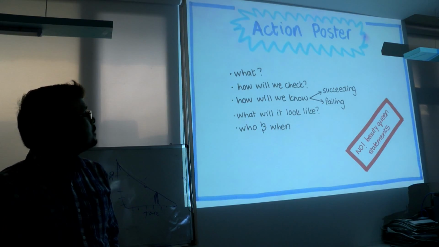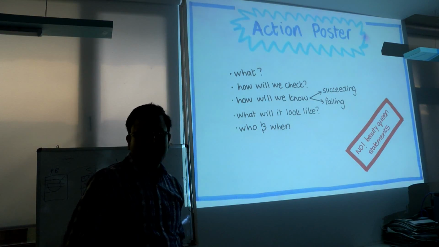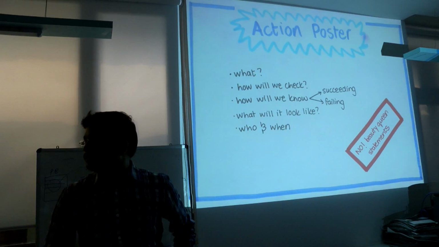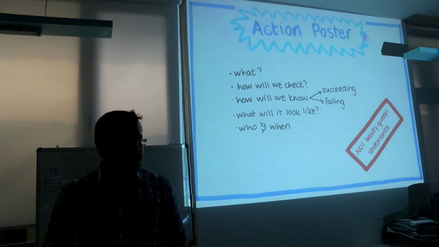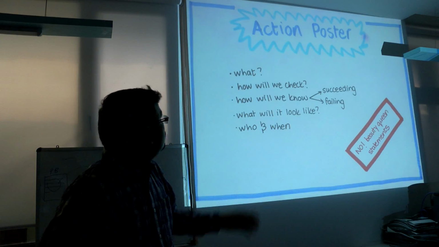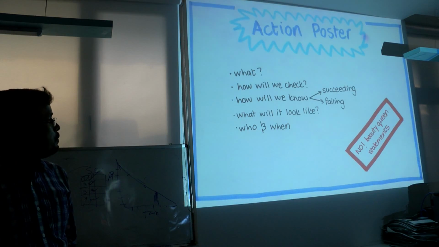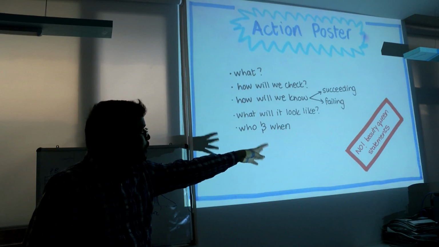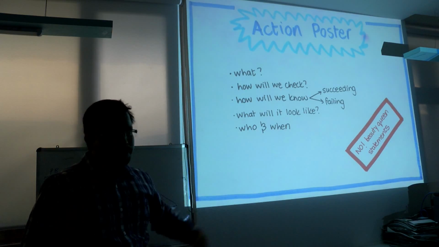So the action poster means what we have done. Almost finished. Scrum done. No more Scrum after this. The retrospective was the last and nothing else. So how will we check? One more thing, this is something different. No BT key statement. That is the red one.